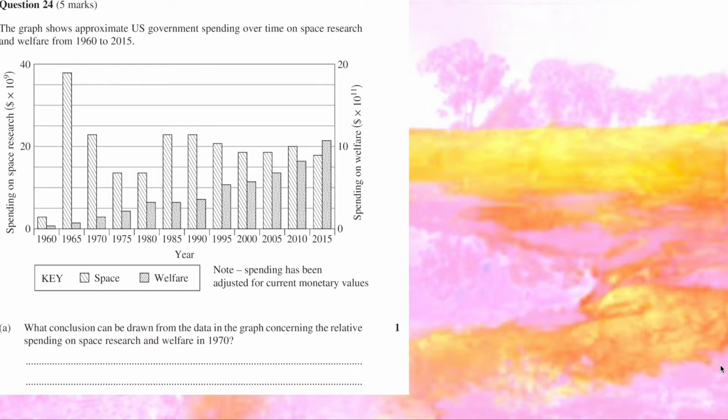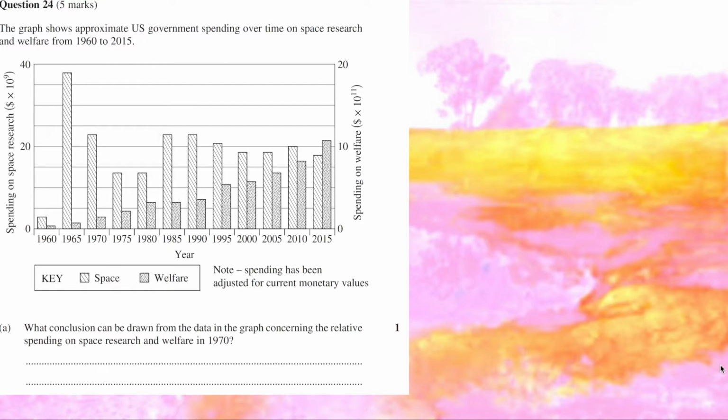Now, question 24, another data question from 2020, and you're given a graph. You need to understand what the graph is telling you. In this case, we're comparing the spending on space research to spending on welfare. And of course, that's one of the things that a lot of people argue about, that we should be spending money on things like research, or on helping people and moving people out of poverty.